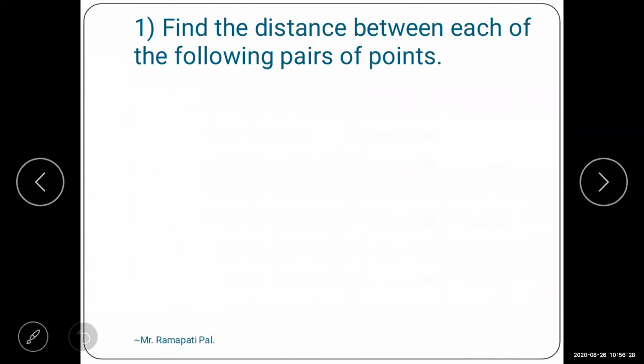Okay, so 2 points will be given and we have to find out the distance, like (x1, y1) and (x2, y2) are given here, and we have to use the distance formula. Now everyone knows the distance formula, correct? Then write down in your chat box what the distance formula is first. Fast, I am waiting.